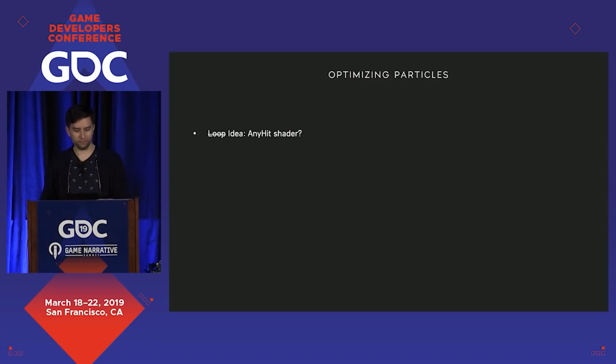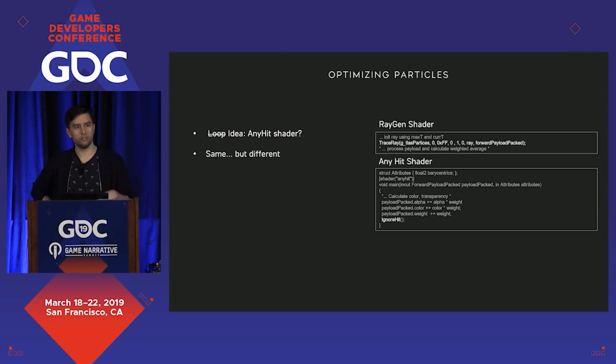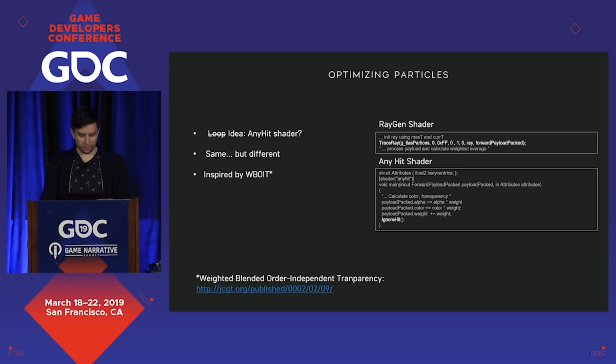So our idea was to use the hit shader again. It's kind of the same thing. You shoot a ray, and for every possible intersection point, you execute a shader, so basically every particle along the ray. The only difference between this and a loop is that this hit shader is executed out of order. The order in which the hit shaders are executed is undefined. So, inspired by this paper, we made up a weighted blended order independent transparency technique based on alpha value, luminance, and the RGB of the particles.